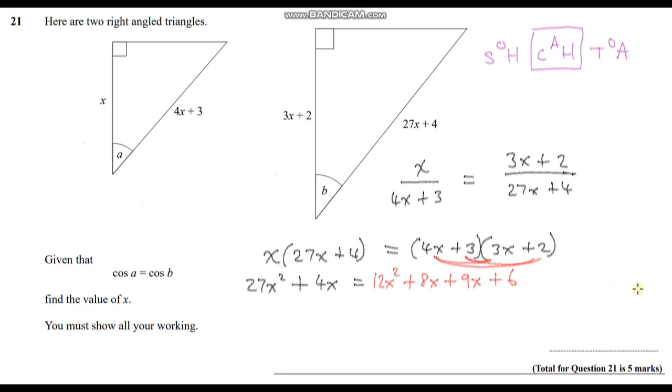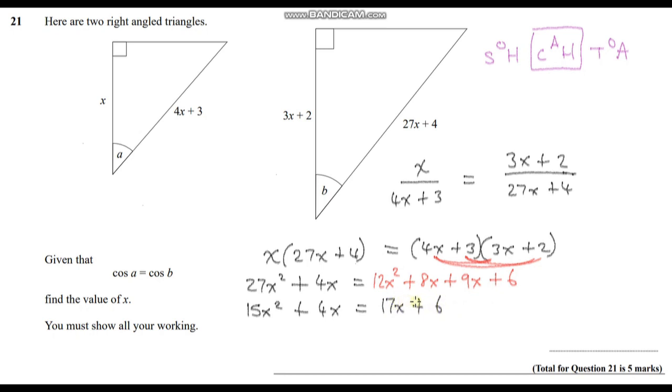Now let's do a bit of simplification. If I take away 12x from both sides, then we're left with 15x squared plus 4x. And on the right hand side, we can just simplify these two terms. 8x plus 9x is 17x plus 6.